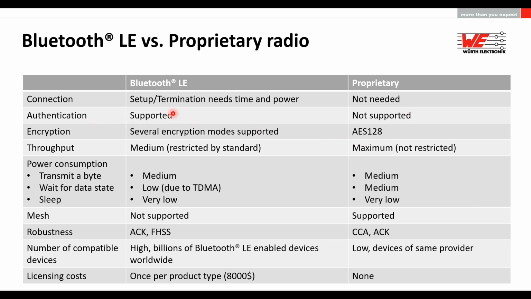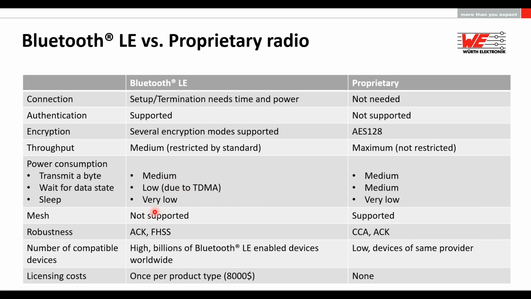Authentication is supported out of the box, which is not the case in proprietary, but there are certain mechanisms which can be implemented at the application level to enable authentication. Throughput, as you can see, there are no restrictions on connection intervals or such in case of proprietary, which makes it possible to send as much data as physically possible. On the other hand, due to TDMA, you can see the power consumption is more optimized in case of Bluetooth Low Energy.